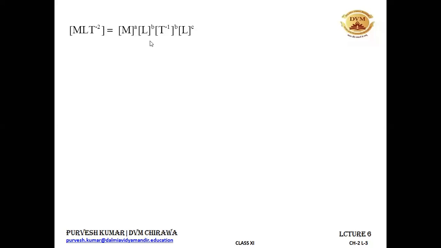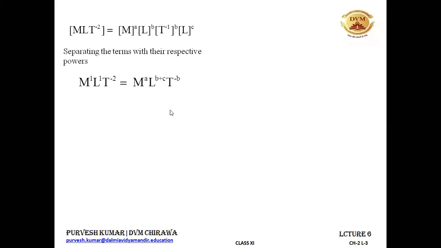All right. So what I can do now is add up the powers. If the coefficients are same and the powers are different, the power gets added up. For example, x square dot x cube is x to the power 5, that is 2 plus 3. Similarly, L to the power b and L to the power c, I can write L to the power b plus c. If the coefficients are same and the powers are different, we can add the powers. That's what we have learned in algebra. So writing it in this manner, separating the terms with their respective powers, I can write it like this.